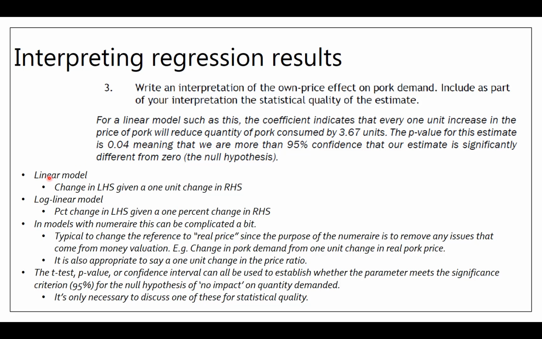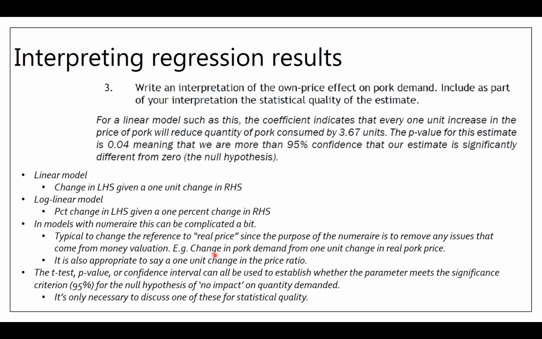The interpretation for a linear model is always going to be the change in whatever's on the left-hand side given a 1 unit change in the right-hand side. For the log-linear, it's always going to be the percent change in the left-hand side given a 1% change in the right-hand side. And models have a numeraire. This gets a little more complicated. The typical thing is to say that everything on the right-hand side now is in real terms, so it's real income or the real pork price, and that clears everything up.